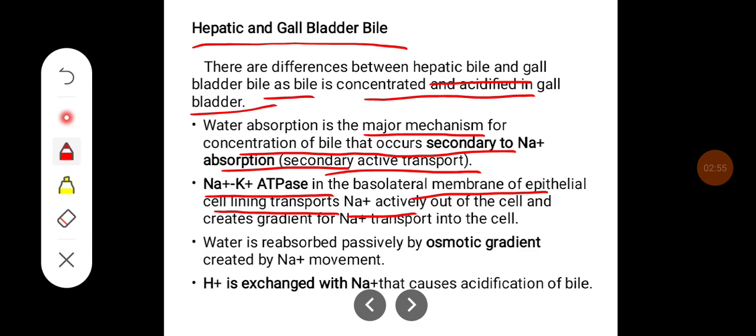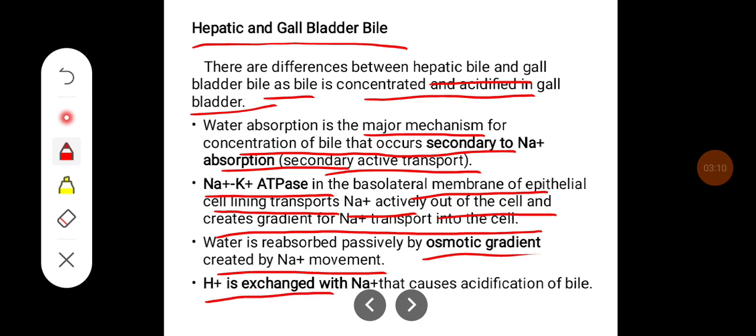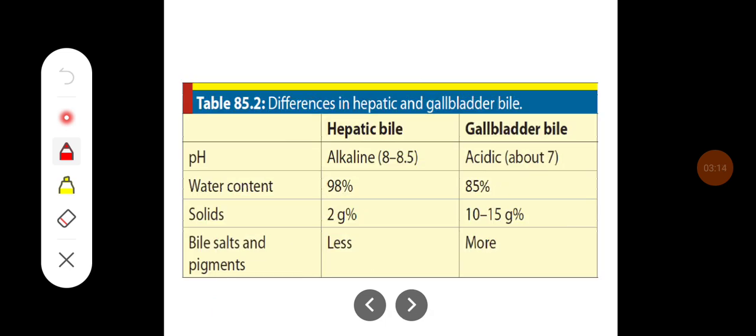sodium actively out of the cell and creates a gradient for sodium transport into the cell. Water is reabsorbed passively by the osmotic gradients created by the sodium movement. Hydrogen ion is exchanged with sodium that causes acidification of the bile. So these are the differences between hepatic and gallbladder bile.